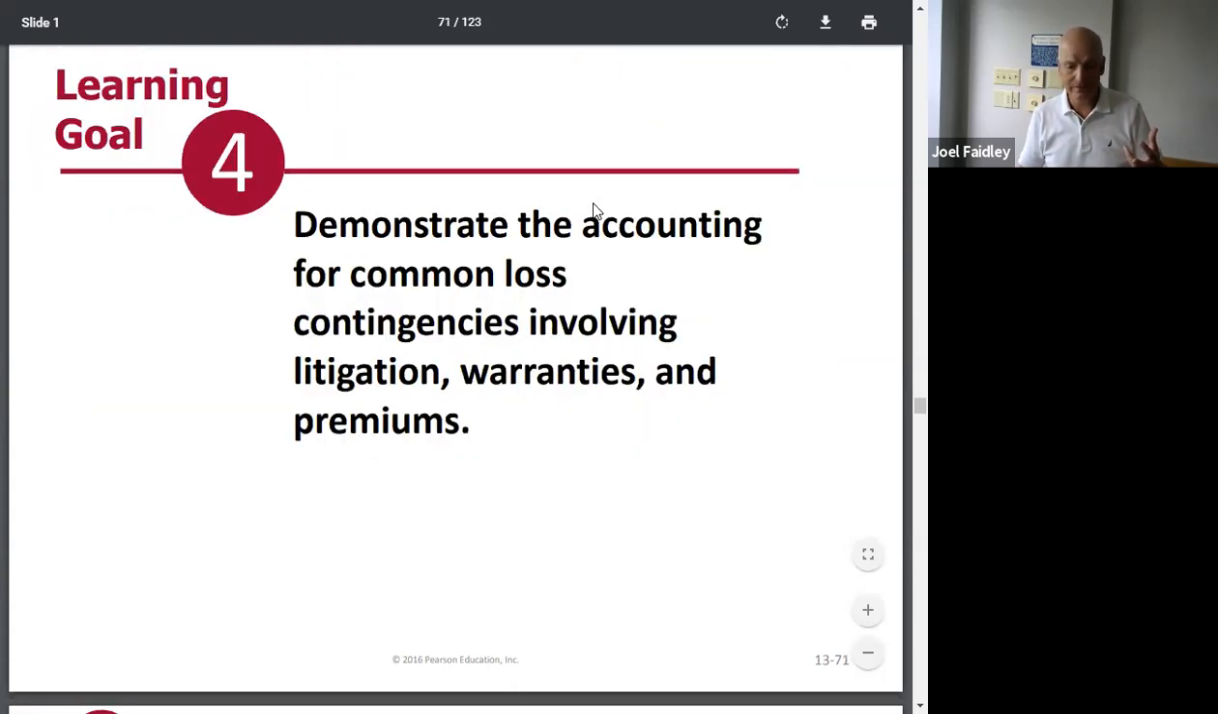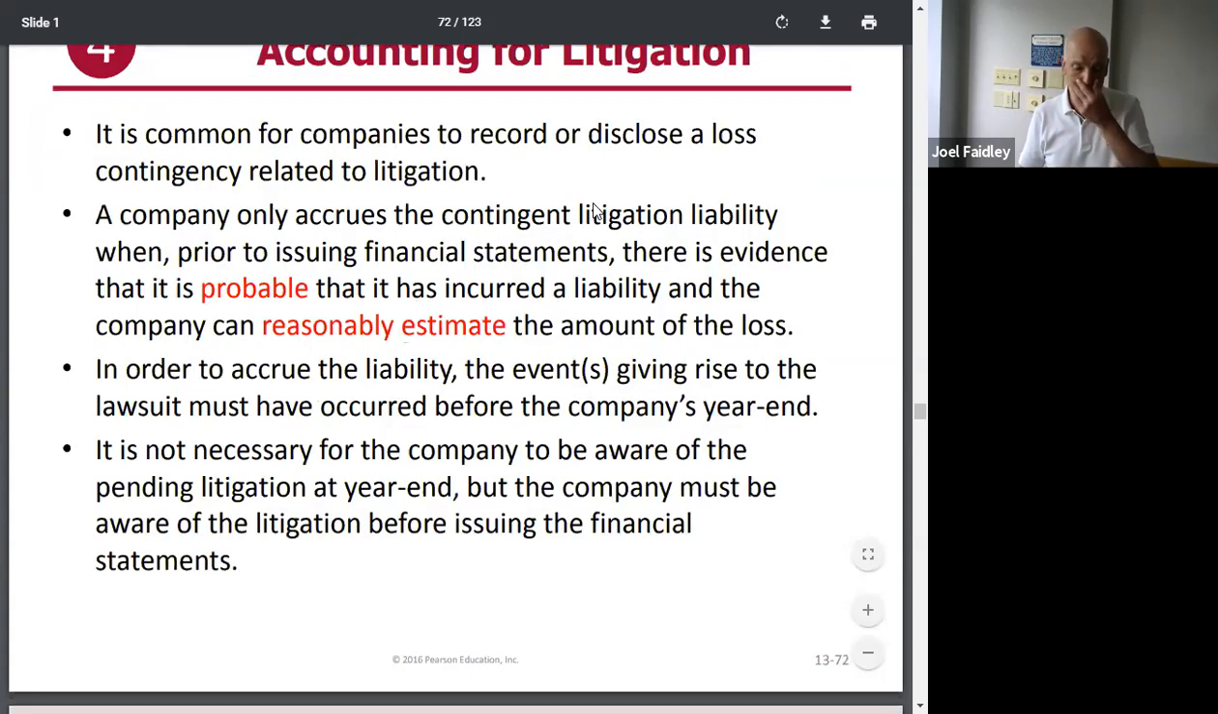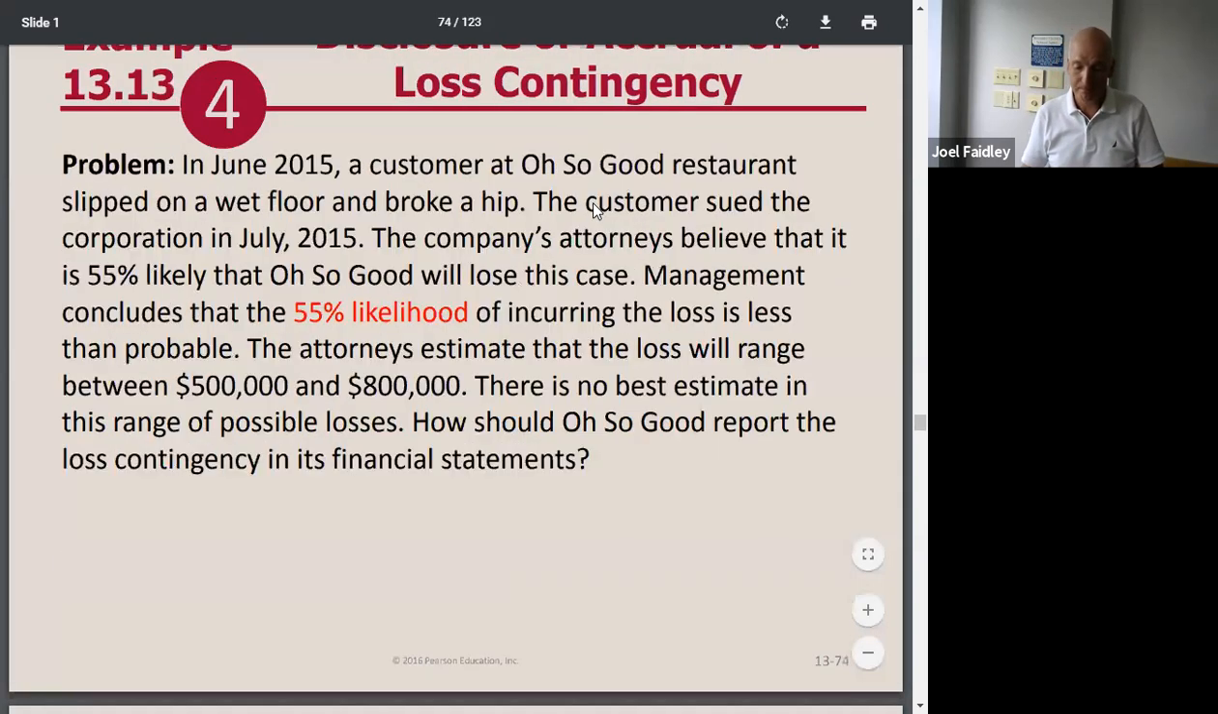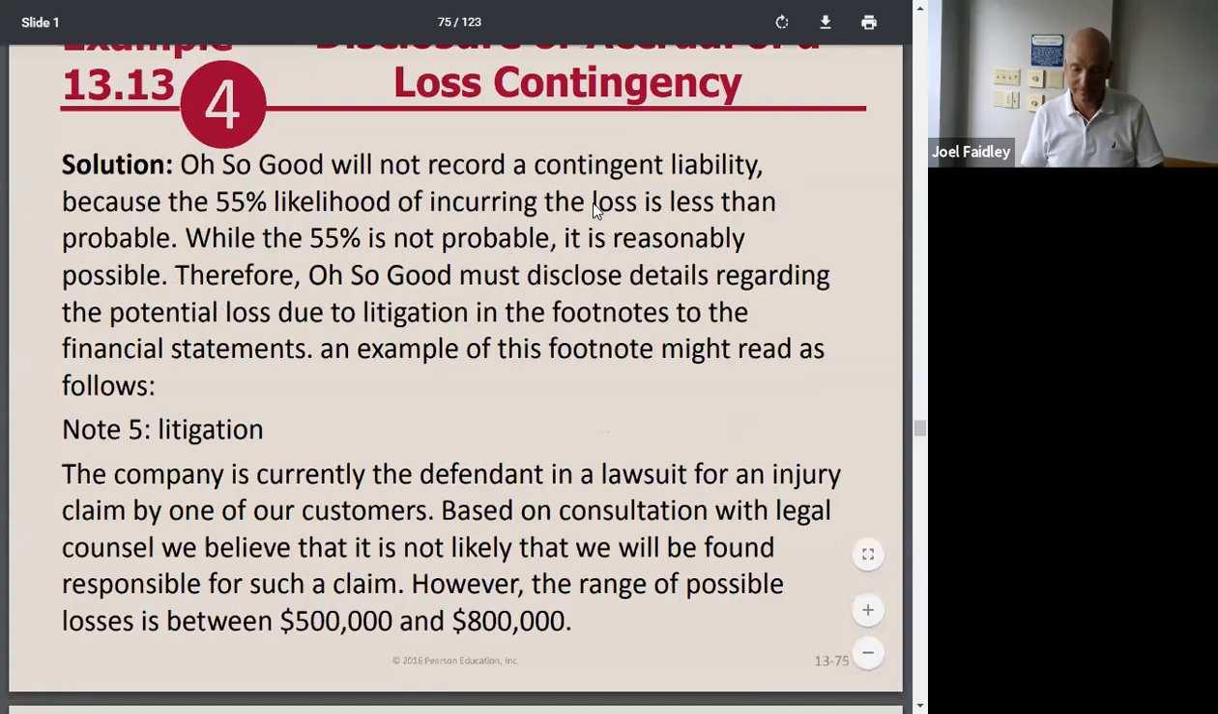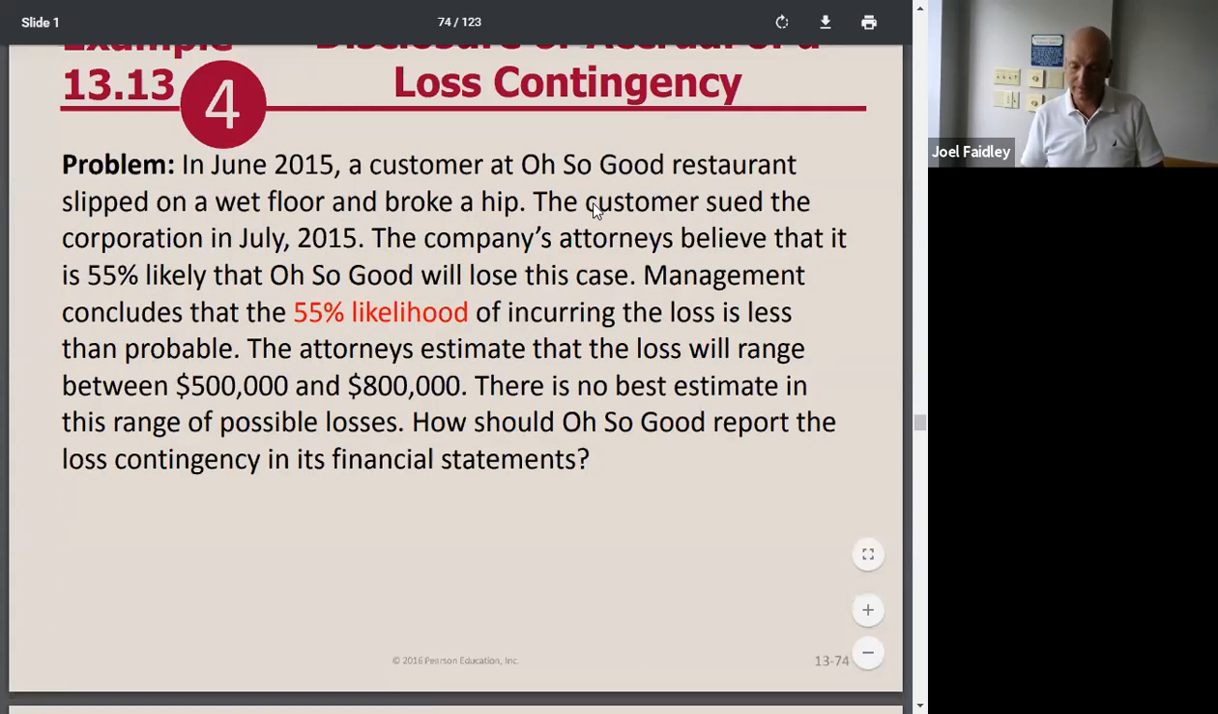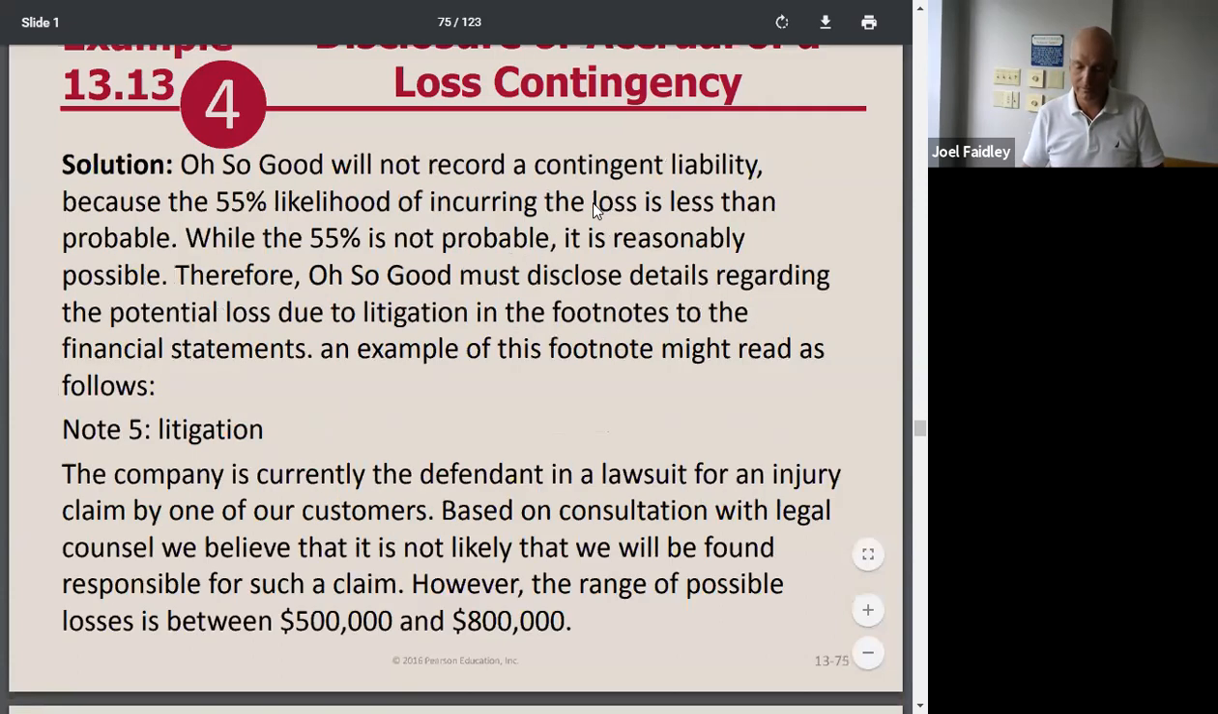This last part is very similar to what we had in part 3. I'm not sure why they break this out. So again, they talk about being probable and can reasonably estimate. 55% likelihood. I highlighted that because I don't know if this has to do with offers. The screen share won't let me see that. But that's usually considered probable, even though GAAP doesn't give you a percentage like offers does.